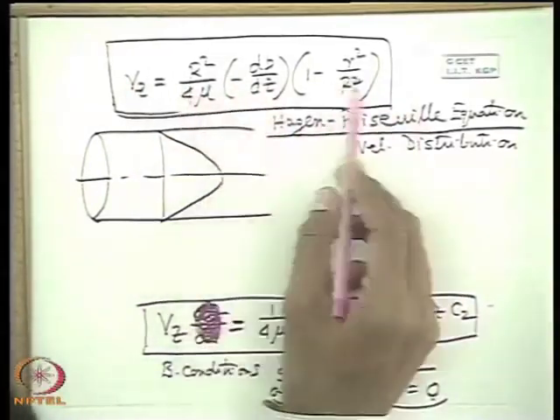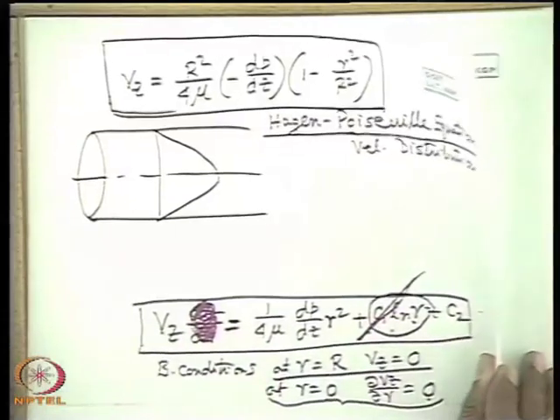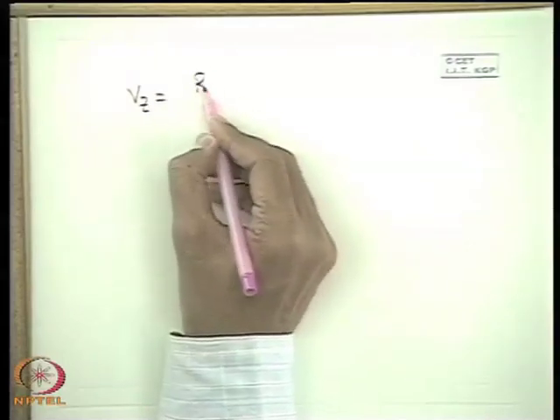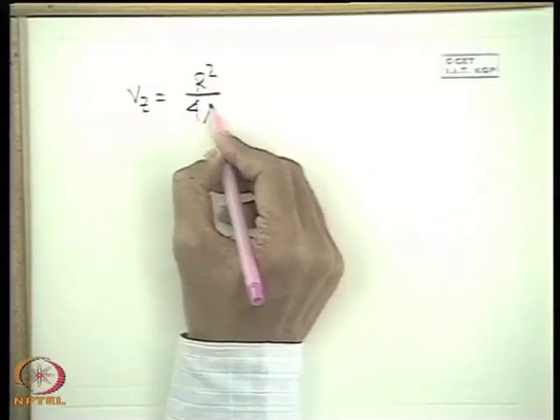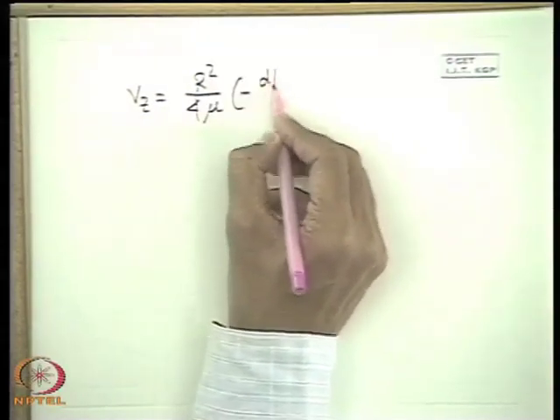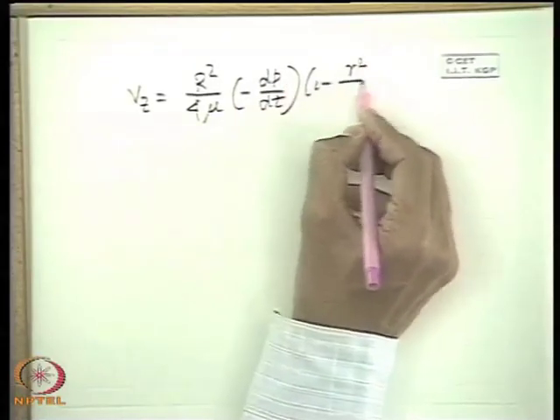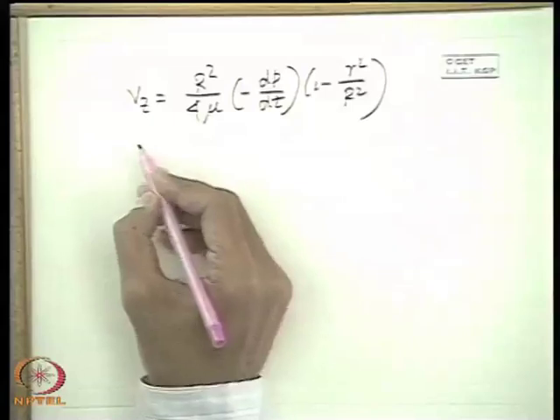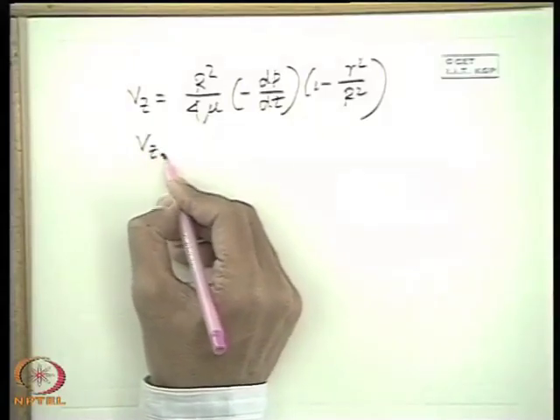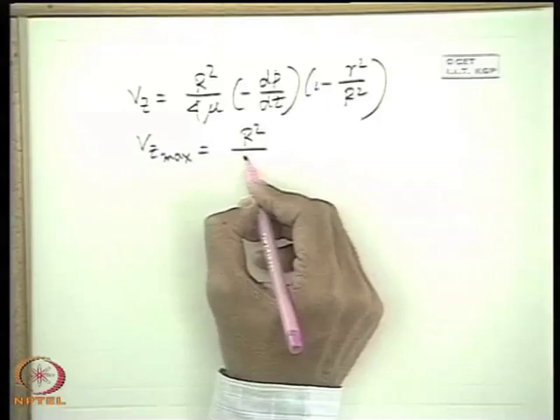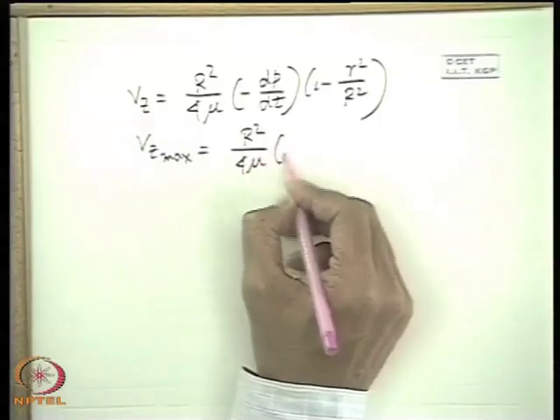So the velocity distribution is this: Vz equals R square by 4 mu, minus dP dz, into 1 minus r square by R square. Where is Vz maximum? At r equal to 0. So maximum Vz is R square by 4 mu times minus dP dz.